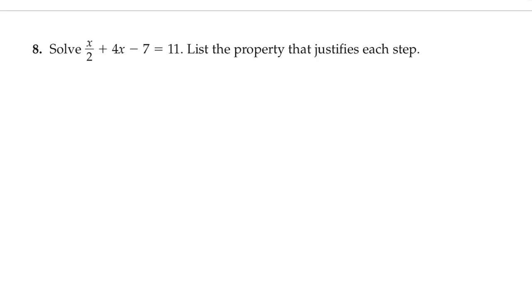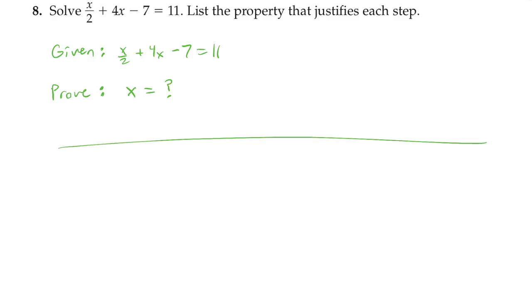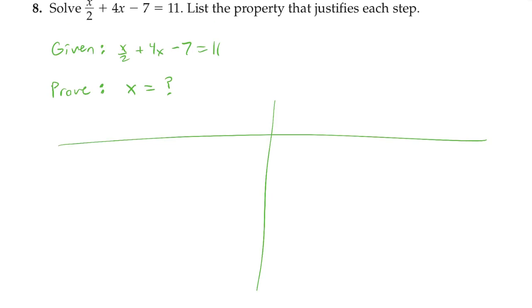Okay, so we are given x over 2 plus 4x minus 7 equals 11. We want to prove, I don't know, x equals some number. We don't have that yet. Okay, so let's set this up. How much room do I have? Whoa, I did not give myself a lot of room. So I'm going to go ahead and just delete this given in proof because I need more space. You should absolutely write it. Okay, so let's do this.